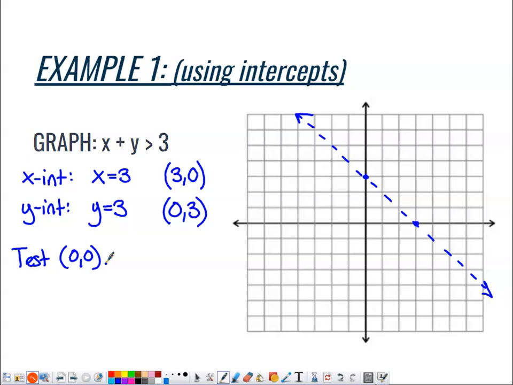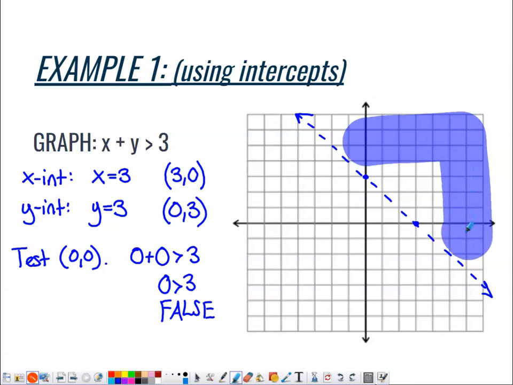So I'm taking that (0, 0) and plugging it in and we see what we get. Well, that's just 0 plus 0 is greater than 3. 0 is greater than 3. That's a false answer. So we know that the point (0, 0) is not part of the solution, meaning that the solution has to be above that line. So we're going to go ahead and graph. Oops, let's use a different color for that. We're going to go ahead and highlight this region right here. Just like that.